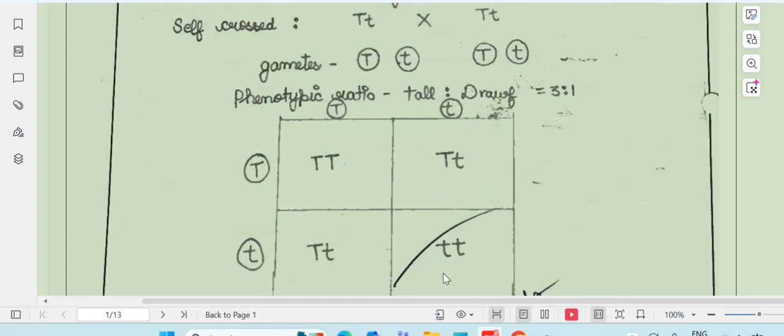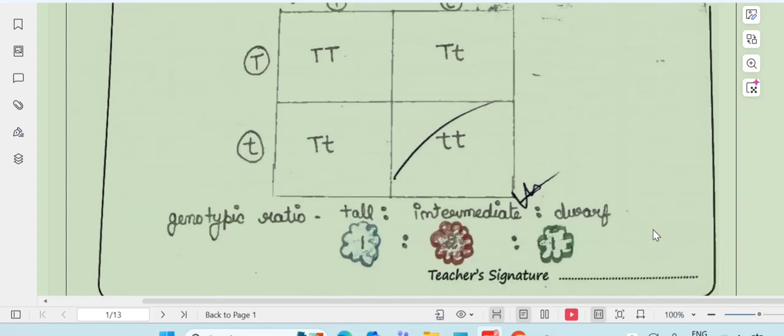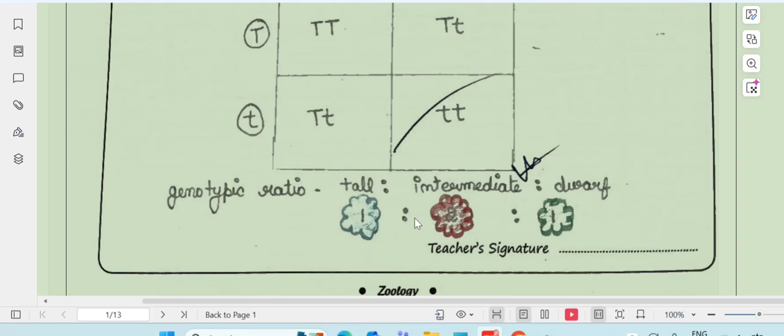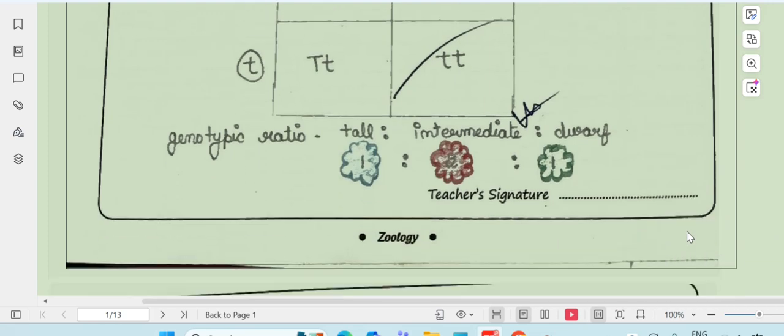But when you see the genotypic ratio, when you see the genes, it comes to 1:2:1, right? You should know about the phenotypic ratio and the genotypic ratio. So this is the first experiment. In the genotypic ratio you have seen here one tall, two intermediate and one dwarf. So you can go through this experiment by taking one example. This is the monohybrid cross.